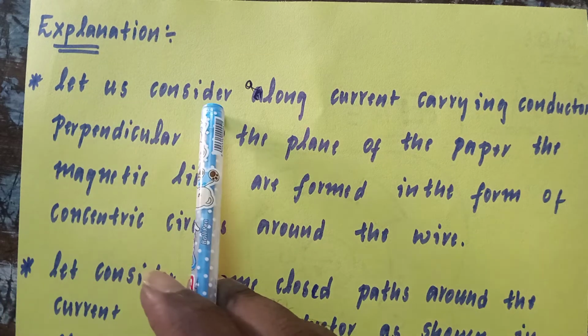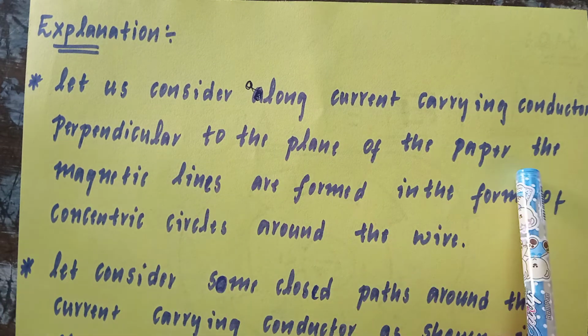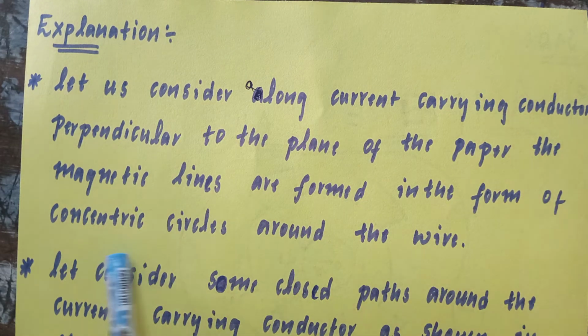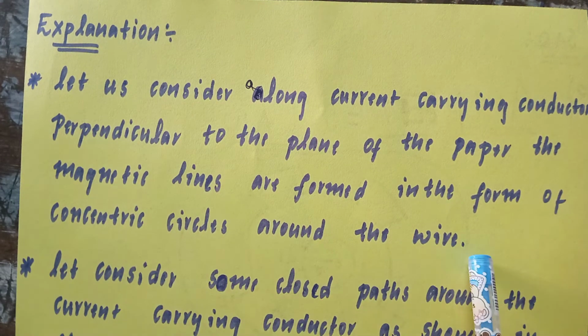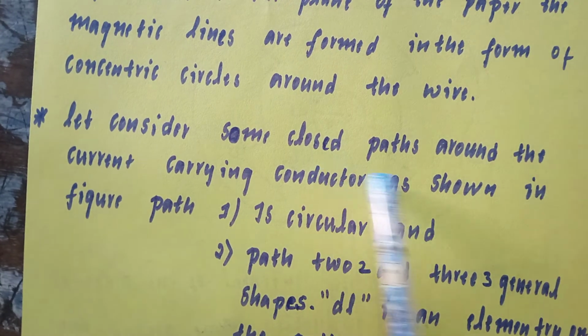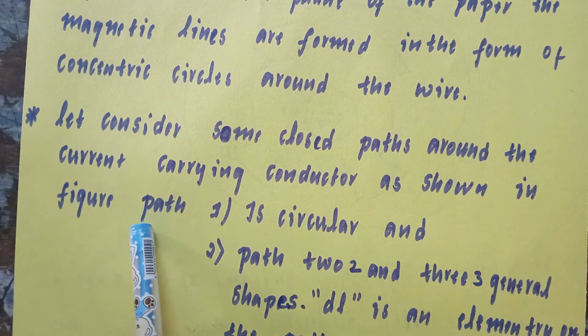Explanation. Let us consider a long current carrying conductor perpendicular to the plane of the paper. The magnetic lines are formed in the form of concentric circles around the wire. Let us consider some closed paths around the current carrying conductor as shown in the figure.